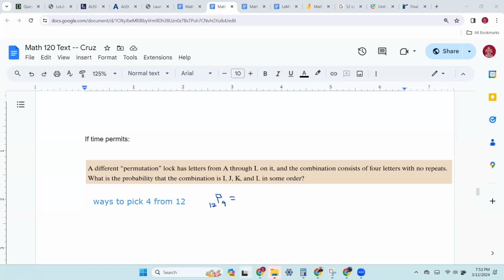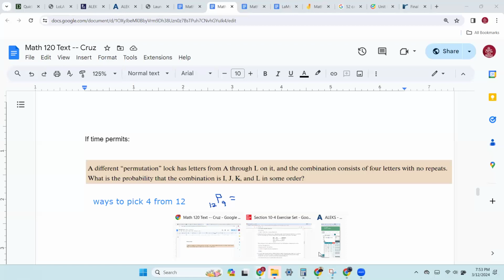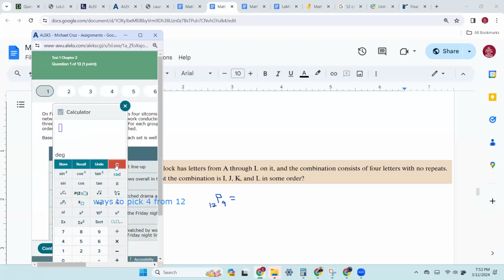And then calculator business. Let's find that. So 12 P 9. So let's see, what is that? That's not, what did I do? Let me make sure. Oh, I think I put 9. It's 4. There we go.